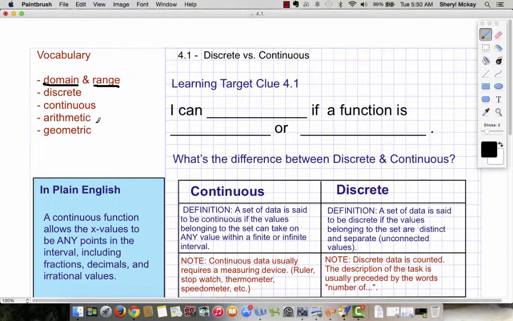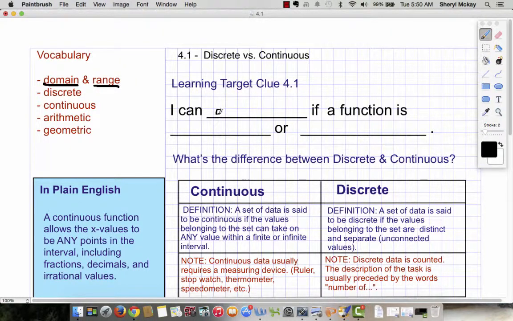An arithmetic sequence has a constant difference, meaning that you add or subtract the same thing. You add the same thing to each term to get the next term. And geometric is just like that, except that instead of having a constant difference, you have a constant ratio, which means you multiply by something. So that's just a real quick review of our vocabulary. Let's go ahead and move on to our learning target clue and fill this in.